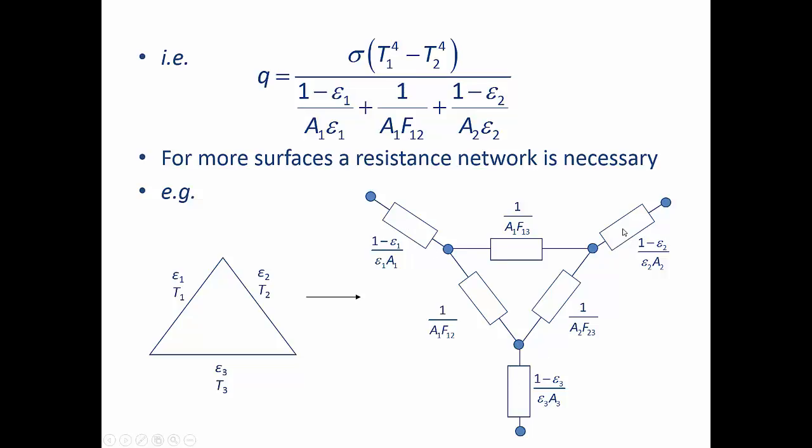Each of these bits corresponds to a surface resistance for each of the individual surfaces, and then these are the shape factor resistances for going from one surface to another. The potentials at these outer points would again be given by the black body terms, and then the potentials at these points would be the radiosities.